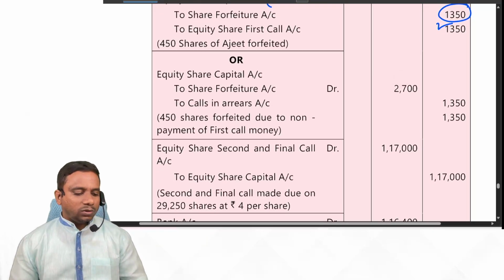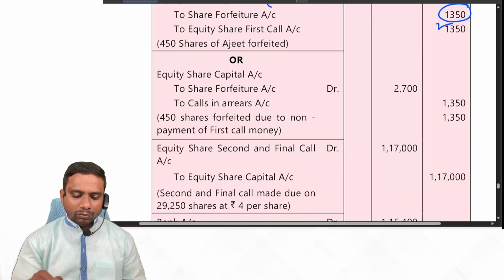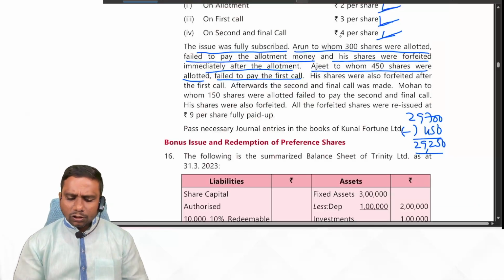Now, can you tell me how much amount we have in the forfeiture account? 300 of Arun shares and 30 of Ajit shares. Total we have 16 balance. Next one. Final call due.